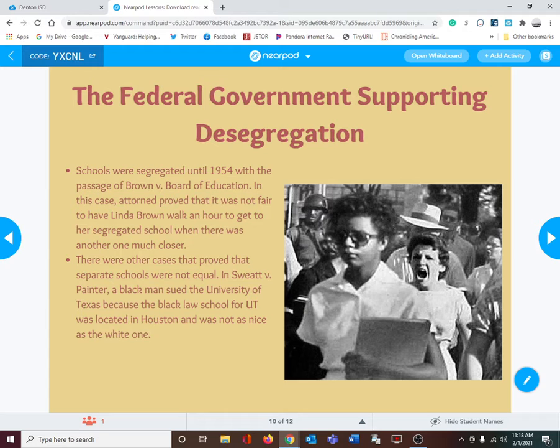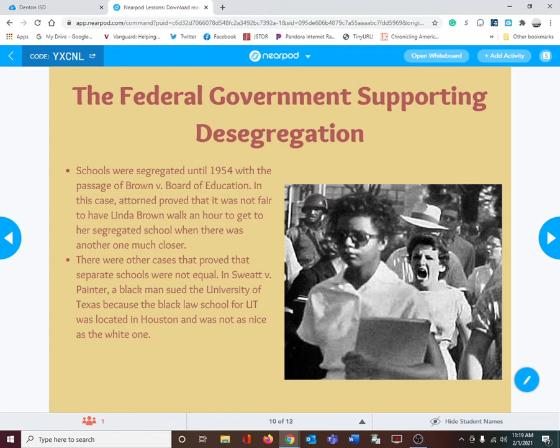What's interesting is that Brown versus the Board of Education was not the first case that proved that separate schools weren't equal, because there was a law student at the University of Texas whose last name was Sweat, and he sued the University of Texas because he was admitted to law school, but he was not allowed to attend the white law school. So the University of Texas quickly put together essentially a ramshackle law school in Houston. So it wasn't even in the same city. Mr. Sweat would need to travel to Houston to go to his law school classes.